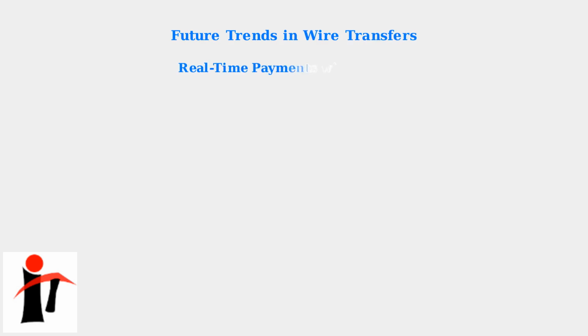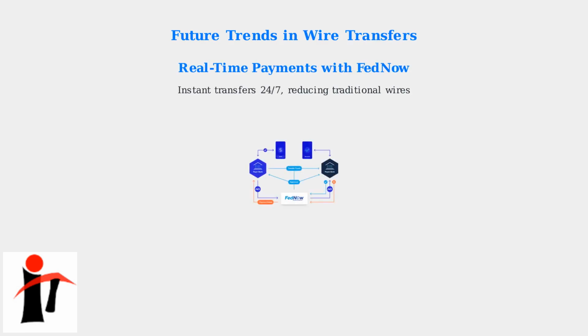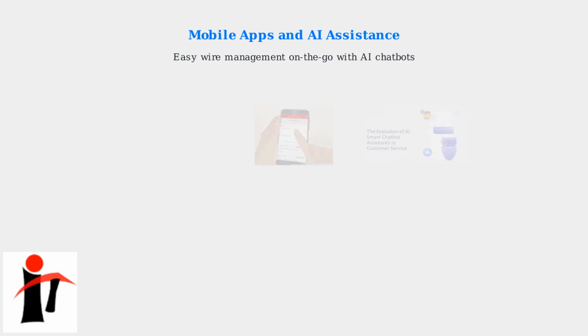Wire transfer technology is rapidly evolving. One major trend is the rise of real-time payment systems like FedNow, which enable instant transfers 24 hours a day, 7 days a week. This is reducing the need for traditional wire transfers that can take days to process. Mobile banking apps are becoming essential for wire transfers, offering convenient access to history and initiation tools. Additionally, AI-powered chatbots are increasingly assisting users with inquiries, making wire management more intuitive and responsive.